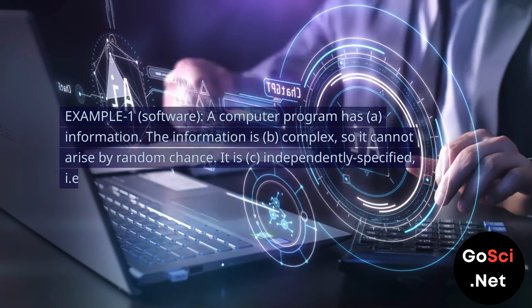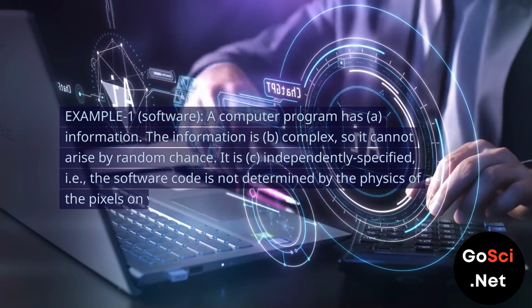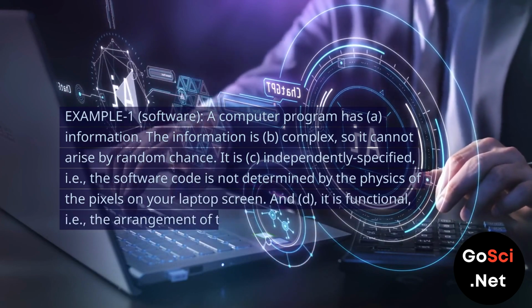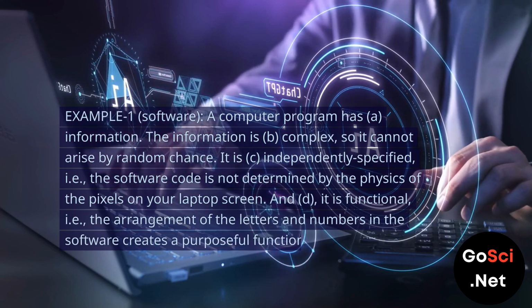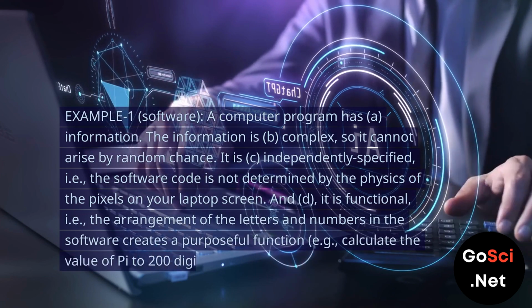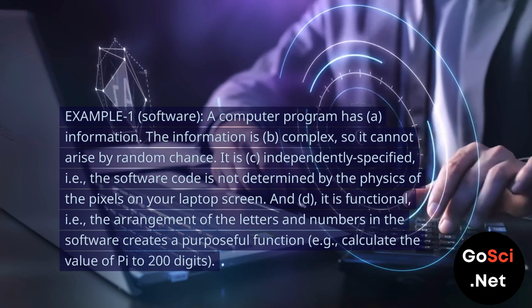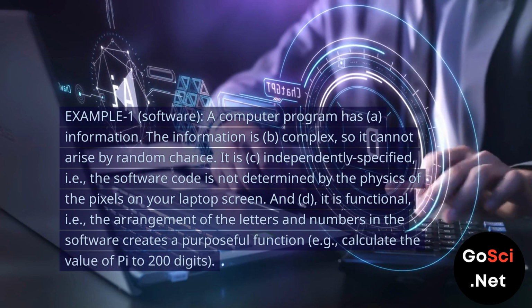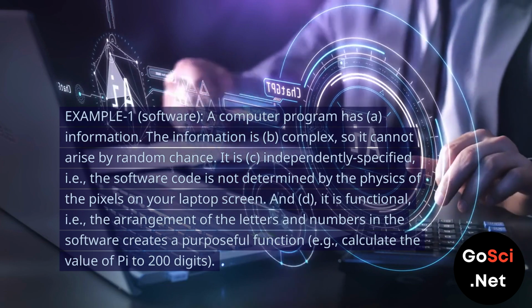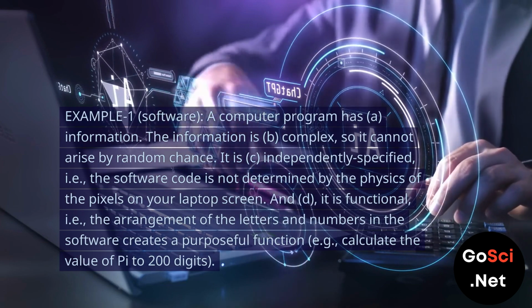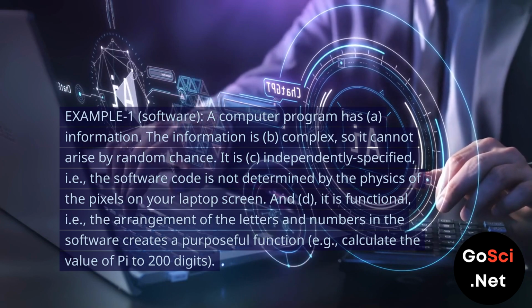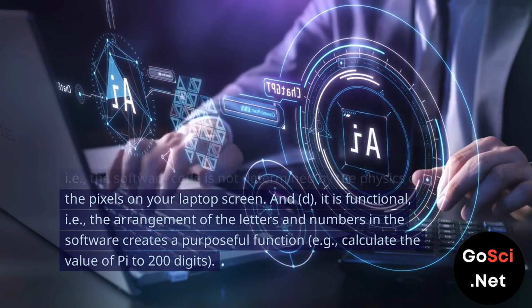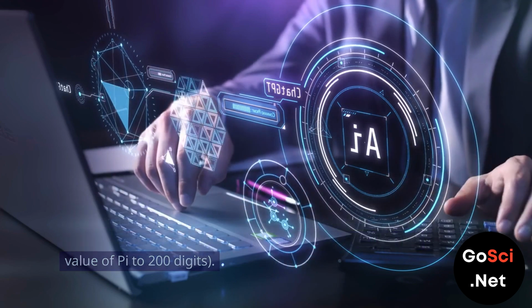The information is (b) complex, so it cannot arise by random chance. It is (c) independently specified, i.e., the software code is not determined by the physics of the pixels on your laptop screen. And (d) it is functional, i.e., the arrangement of the letters and numbers in the software creates a purposeful function, e.g., calculate the value of pi to 200 digits.